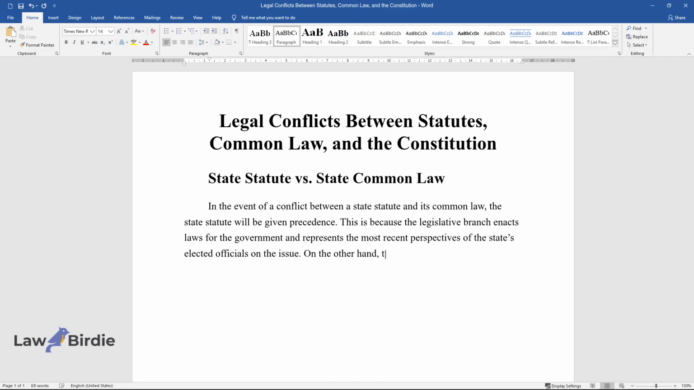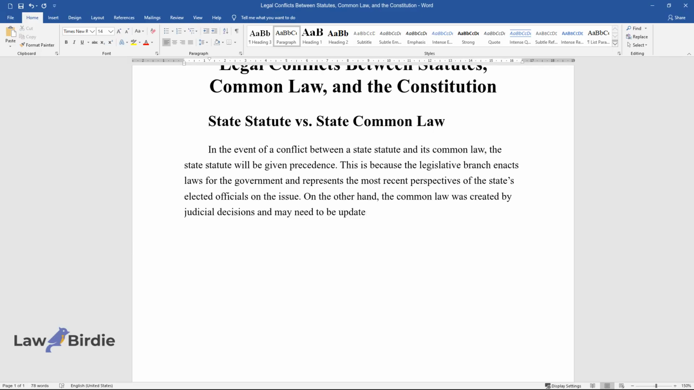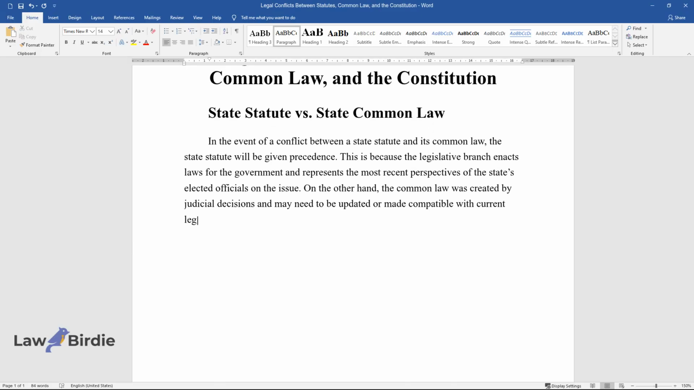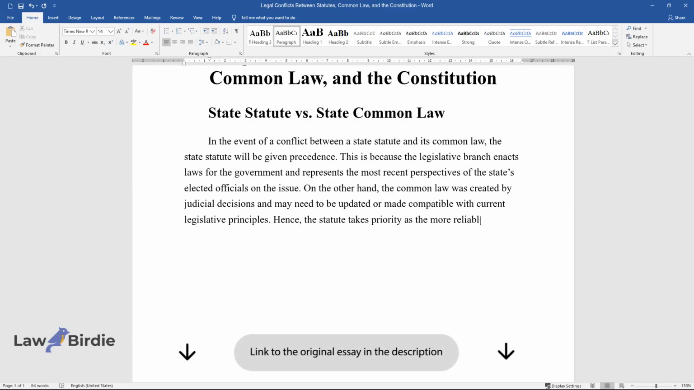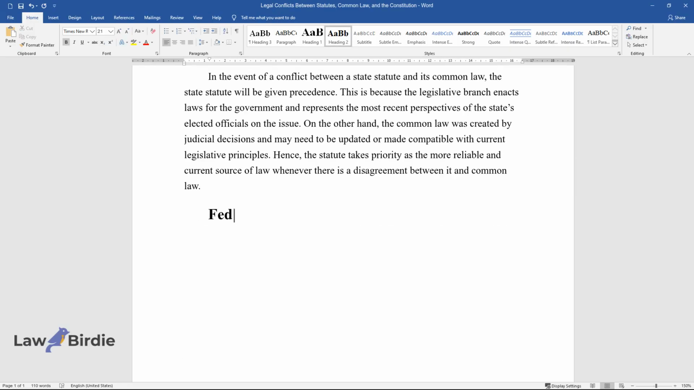On the other hand, the common law was created by judicial decisions and may need to be updated or made compatible with current legislative principles. Hence, the statute takes priority as the more reliable and current source of law whenever there is a disagreement between it and common law.